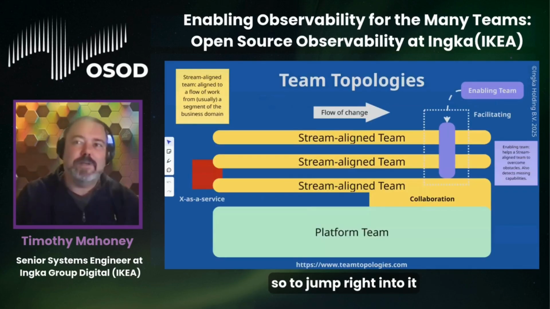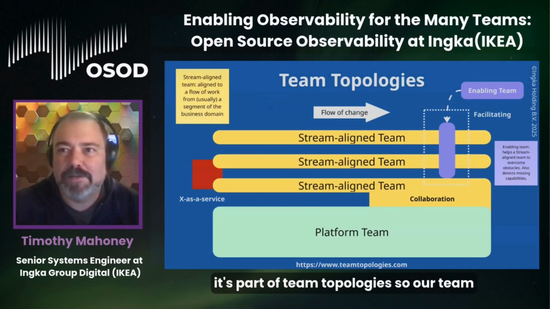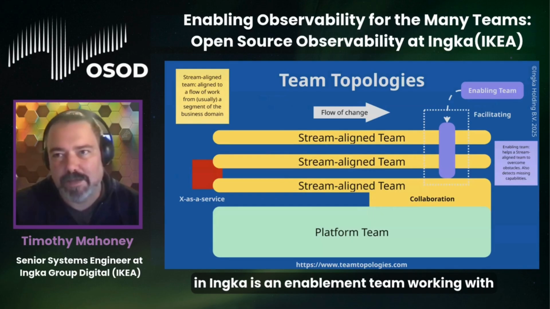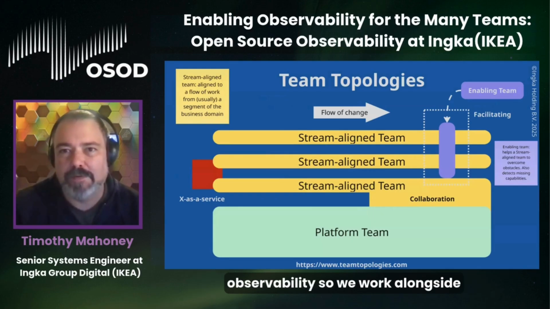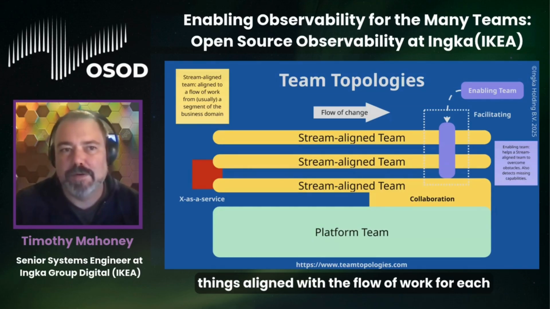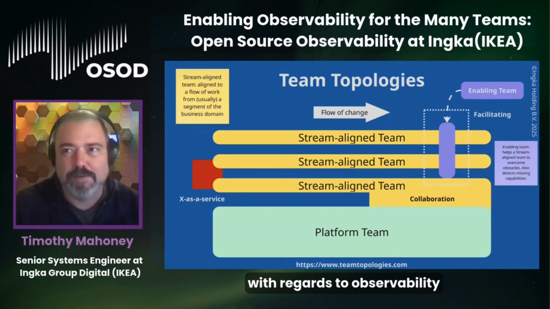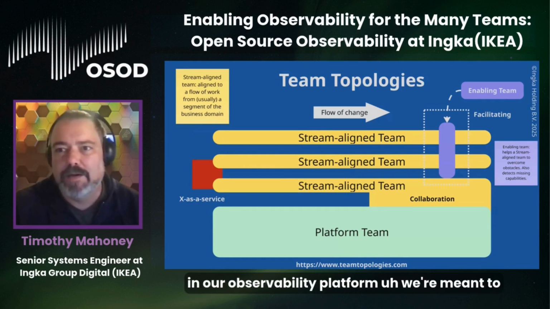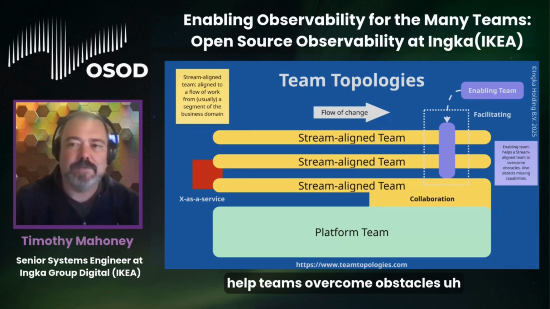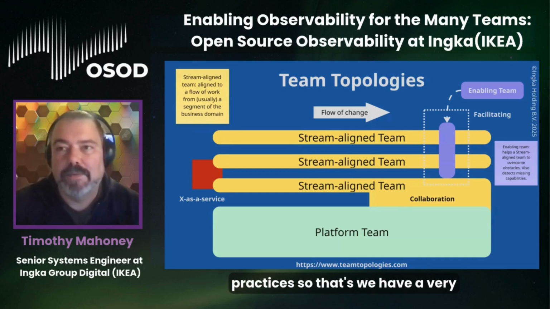So to jump right into it, what we're talking about here is enablement work. It's part of team topologies. So our team in Ingka is an enablement team working with observability. We work alongside streamlined teams, teams that are doing things aligned with the flow of work for each business domain, in particular with regards to observability in our observability platform. We're meant to help teams overcome obstacles in adopting observability practices. So we have a very interesting role.